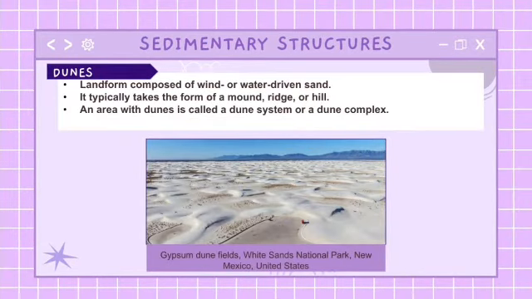Next one is dune. A dune is a landform composed of wind or water-driven sand, and it typically takes the form of a mound, ridge, or hill.